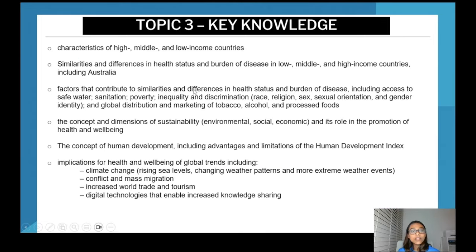And then we have key knowledge for topic 3. So the characteristics of high, middle, and low income countries, and similarities and differences in health status between these different categories of countries, including Australia. So knowing where we sit in that. This will be more relevant to the global trends and implications of health and well-being.